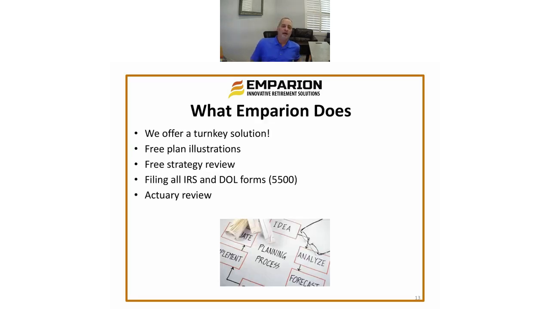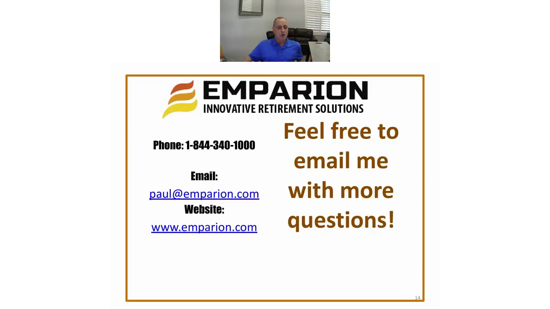What we do at Parian, we offer a turnkey solution. We do free plan consultations. We do a strategy review. We review all your IRS filings, complete them all, Department of Labor forms, 5500s. We do all the actuarial review, Schedule SB. Our actuary effectively signs off on your contributions. So we pretty much do everything for you turnkey.